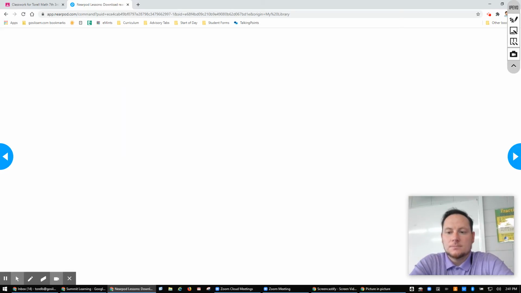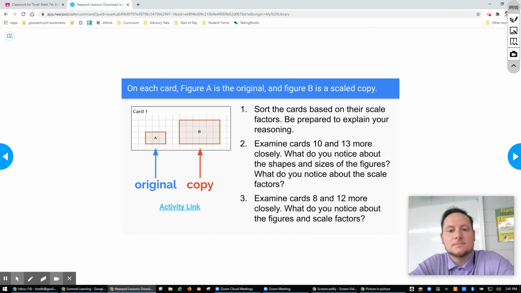So on this one, we're going to do a little activity. The link is here for you to go ahead and click on. And here are the instructions: you're going to sort the cards based on their scale factor. Be prepared to explain your reasoning, and more so, look at cards 10 and 13. What do you notice about the shapes and sizes of those figures? And what do you notice about the scale factors? Then go ahead and examine cards 8 and 12 more closely and do the same thing. What do you notice about those figures and those scale factors? So go ahead and get into the activity.